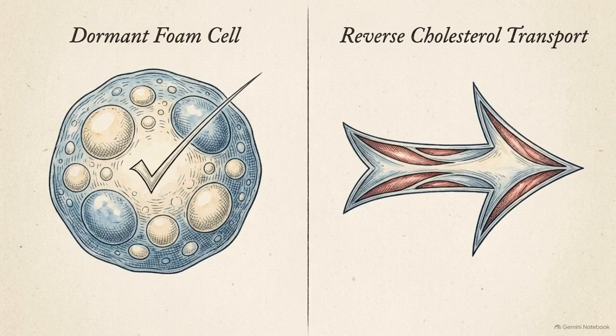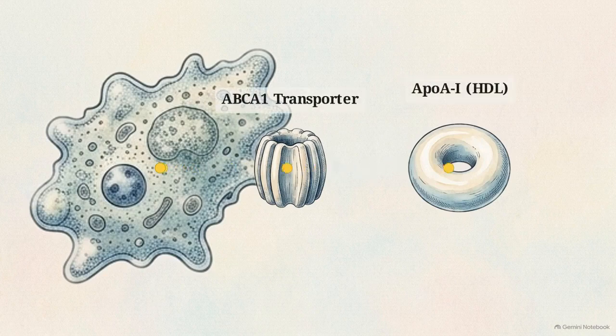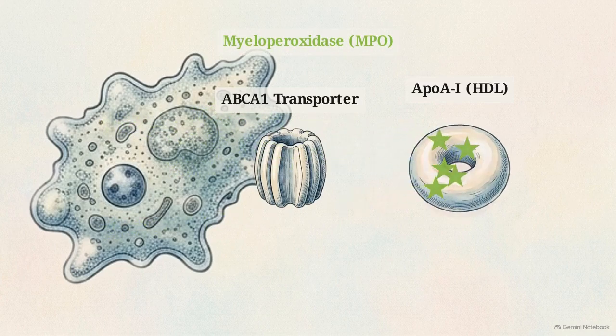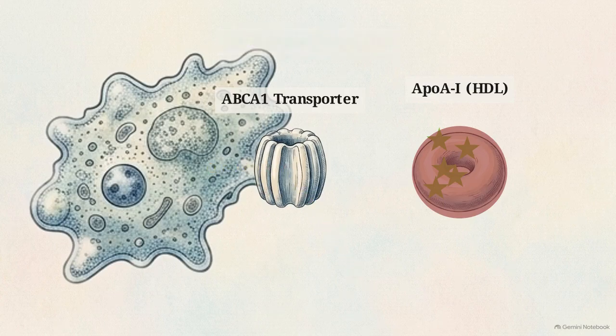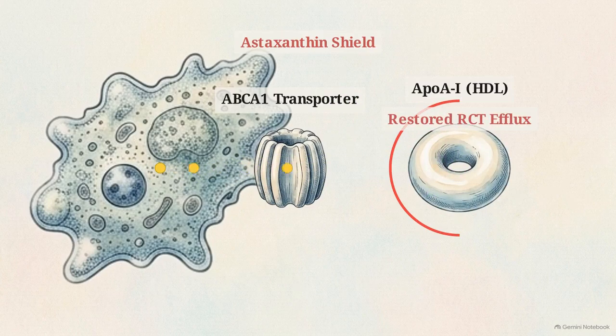To clear existing lipids, the body relies on reverse cholesterol transport. The ABCA1 transporter normally transfers cholesterol to a nascent HDL particle, ApoA1. Inflamed macrophages secrete myeloperoxidase, which destroys ApoA1 structure and breaks this transfer. Astaxanthin intervenes, physically shielding ApoA1 from oxidative degradation, successfully restoring functional cholesterol efflux back to the liver.